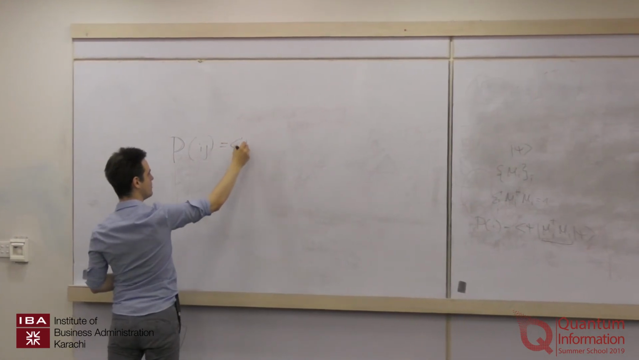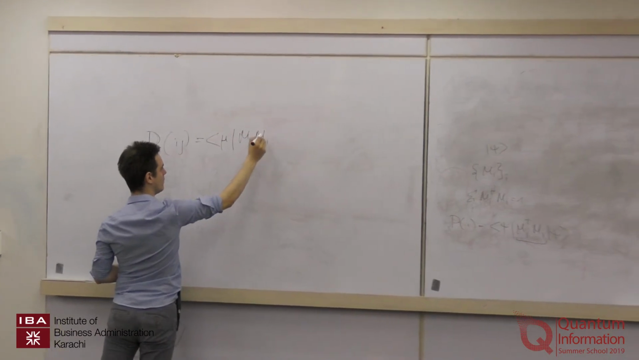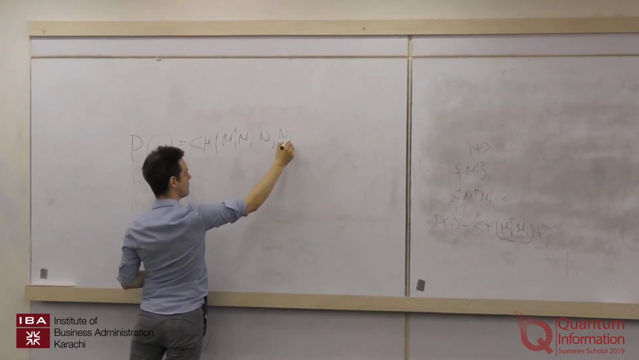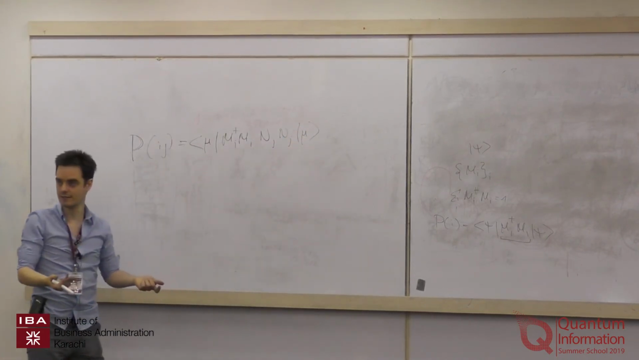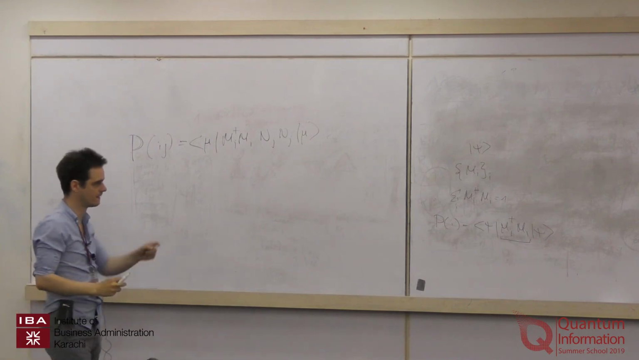So I put my state, I put the measurement that I do on the left device, I put the measurement that I do on the device on the right, and I put my state again, and that will be exactly what I need to write to see what measurement I do on 2 particles using 2 devices.